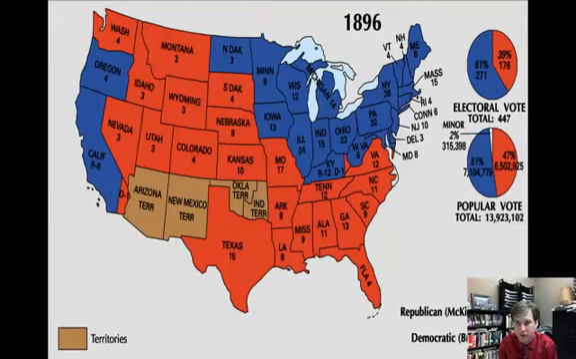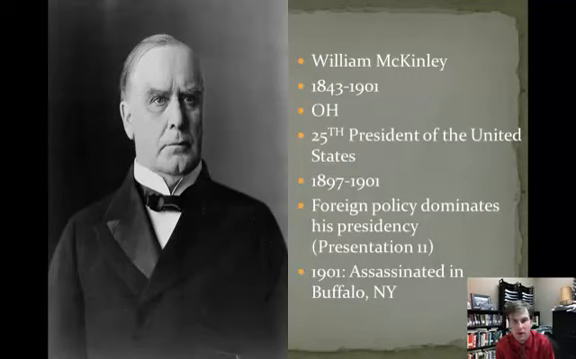But you can see McKinley's going to win the election, again, without really any support from the South to the West. And Bryan will pull the South and the West. But it's a pretty handy victory for William McKinley. So McKinley is the 25th President of the United States, serves from 1897 to 1901. Foreign policy will dominate his presidency, which we'll talk about in Presentation 11. And he will be assassinated in 1901 in Buffalo, New York.